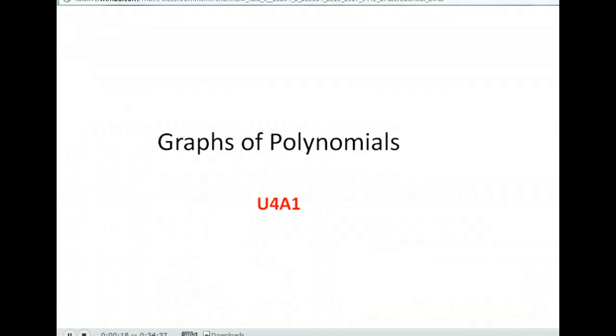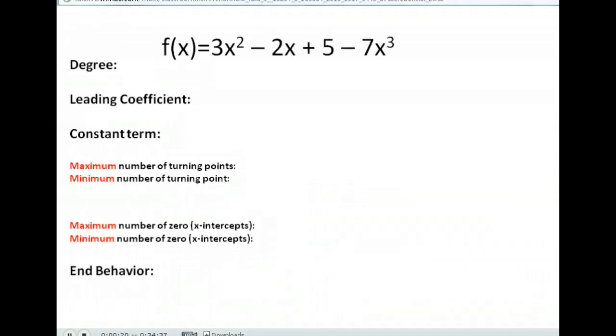We won't get incredibly accurate graphs, but we will get quick sketches that will help us to graph the function. So let's look at this first example.